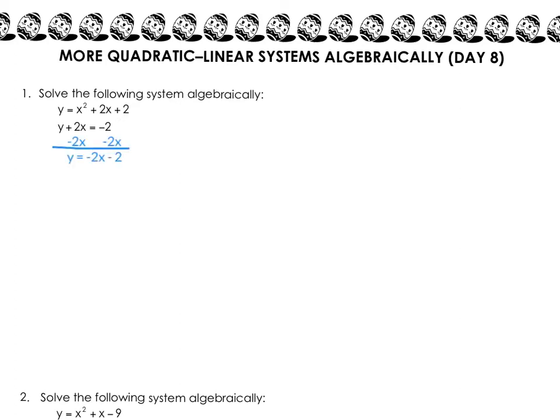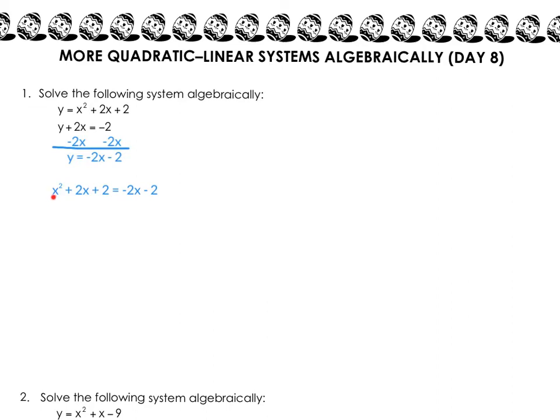Okay, so now that I have this in y equals, since they're both y equals, we can make them equal to each other. So it'll be x squared plus 2x plus 2 equals negative 2x minus 2. And we could write that either way, having the x squared plus 2x plus 2 on the left or the right. So now I see we want to keep the a value, or the coefficient with the x squared, positive.